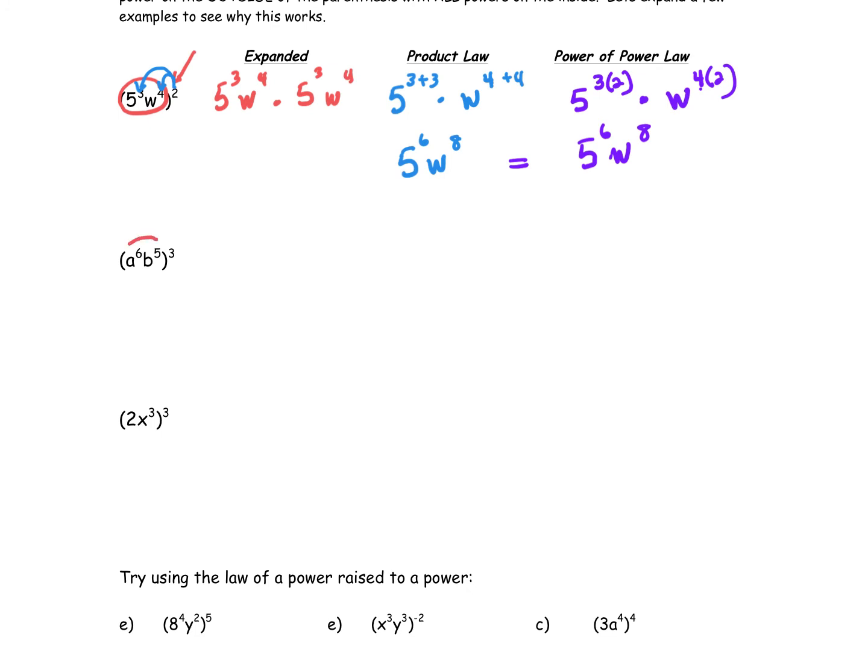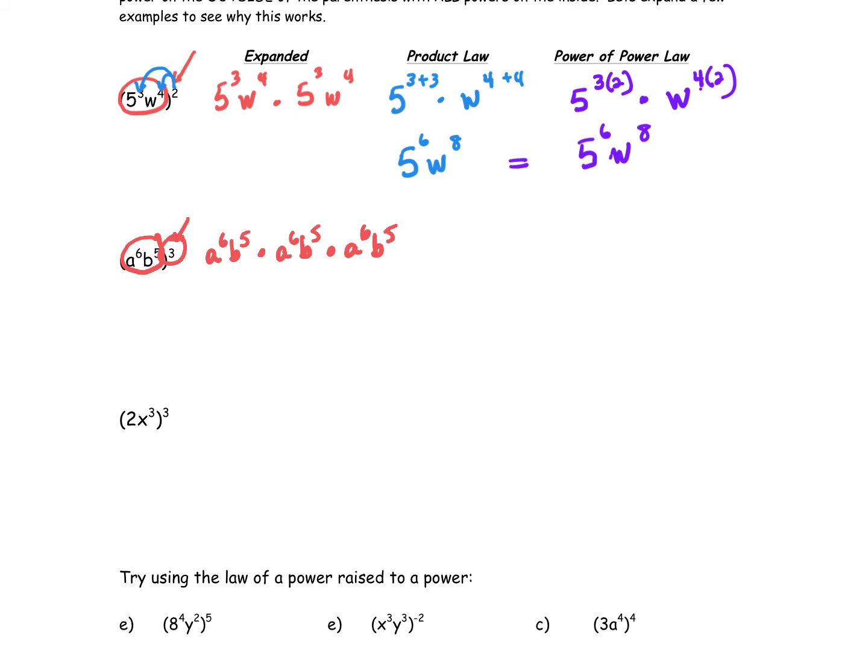We start by taking whatever's inside the parentheses, the expression inside, and this time I have to write it 3 times. It's going to be multiplied 3 times. So a to the 6th power, b to the 5th power once, a to the 6th power, b to the 5th power twice, a to the 6th power, b to the 5th power 3 times. This outside parenthesis says I'm cubing whatever inside there.